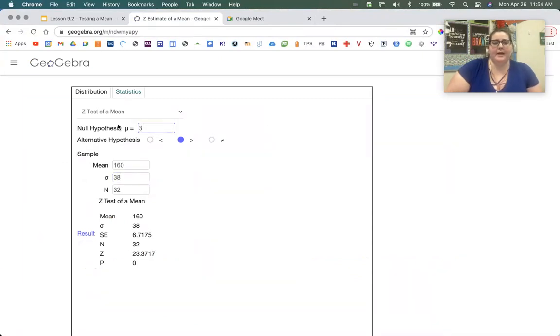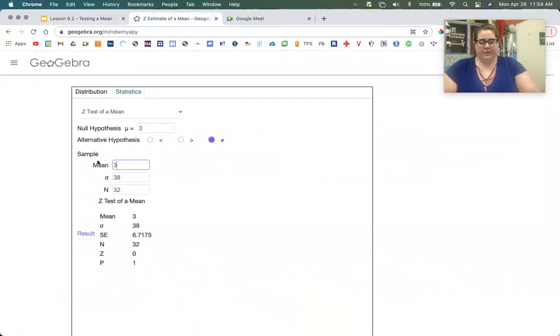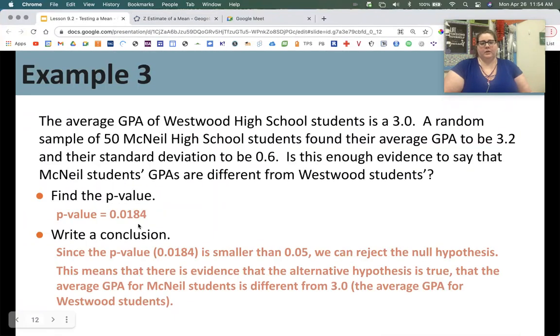So my mu is 3. My alternate hypothesis is not equal to. For our sample data, the mean was 3.2, the standard deviation was 0.6, and our sample size was 50. If I put that in, it gives us a p-value of 0.0184. Since that value is smaller than 0.05, we can reject the null. And that means that there is evidence of our alternate, which is that the GPA for McNeil is different from Westwood, which is 3.0.